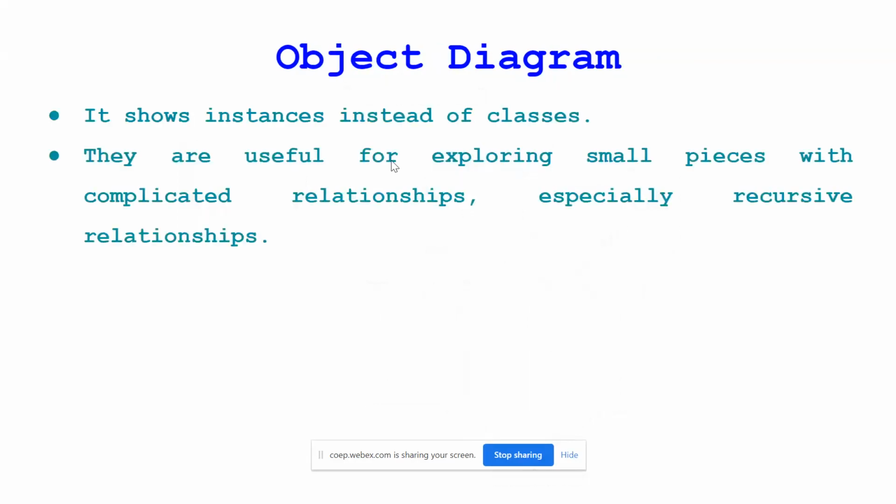Otherwise I'll just go for the next one, that is the object diagram, because when we have a class, then for that class we create the object, right? So again, we need to know the object diagram for that particular class, right? It shows instances instead of classes. In the last one we have seen the classes, but here the object diagram shows instances, meaning objects, instead of classes. So they are useful for exploring small pieces with complicated relationships, especially recursive relationships, right?